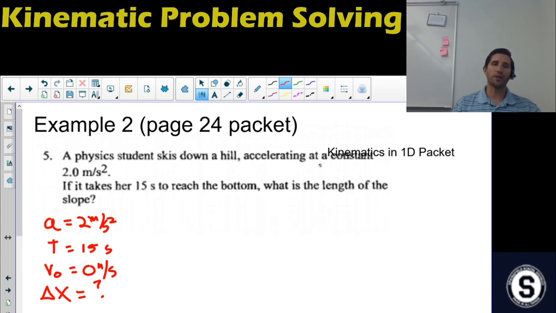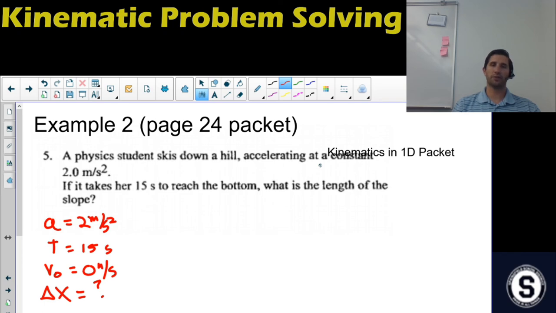So I want to see every time you do a problem, I want to see you set it up like this. Write down what's known, write down what you need to know. That should always happen. It's going to help guide us into the right solution. All right, so I have A, T, V0, and I need delta x.